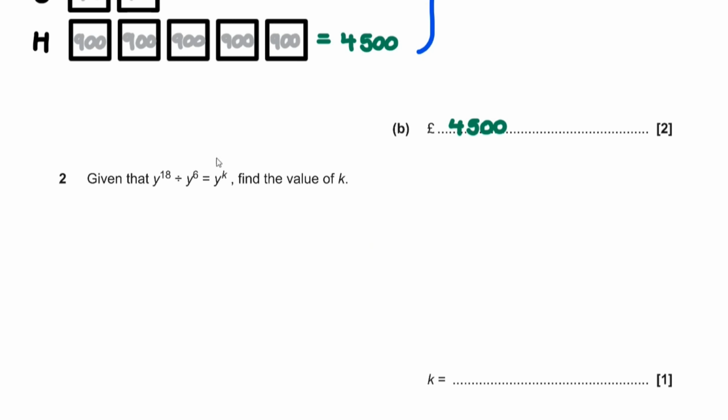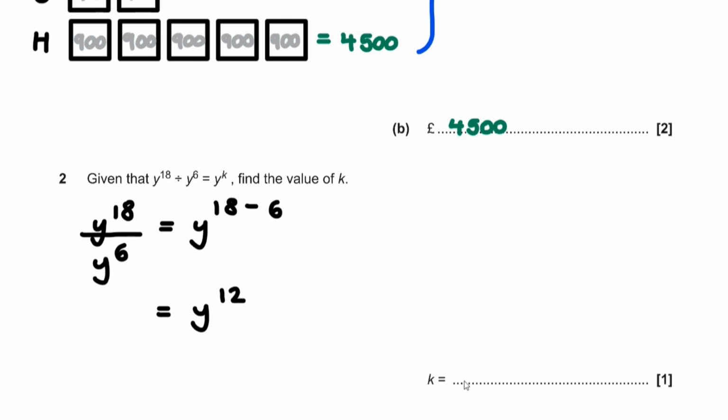Question 2. Given that y to the 18 divided by y to the 6 is equal to y to the k, we have to find the value of k. So, we have y to the 18 divided by y to the 6, and if we work out what this is equal to, we would have to subtract the powers. So we have y to the 18 subtract 6, leaving us with y to the 12, meaning k is 12.